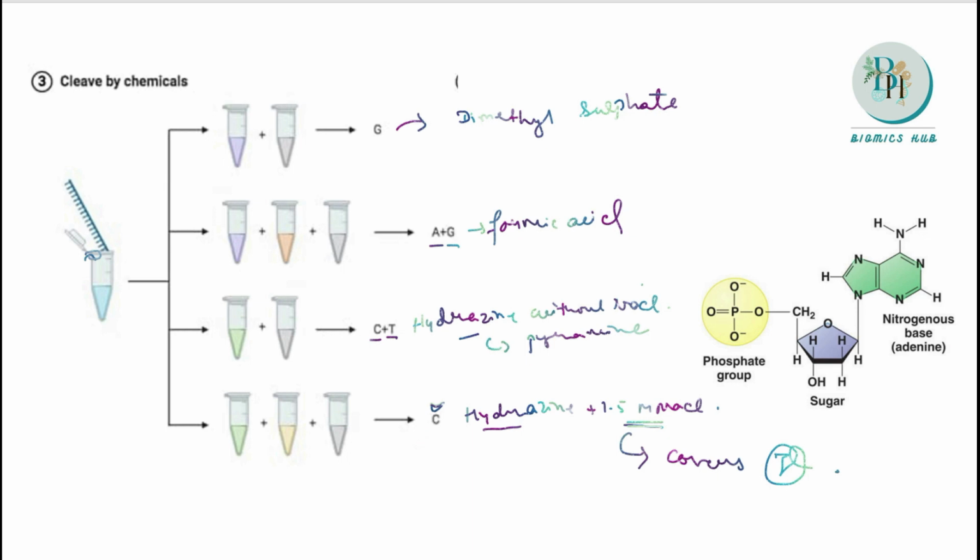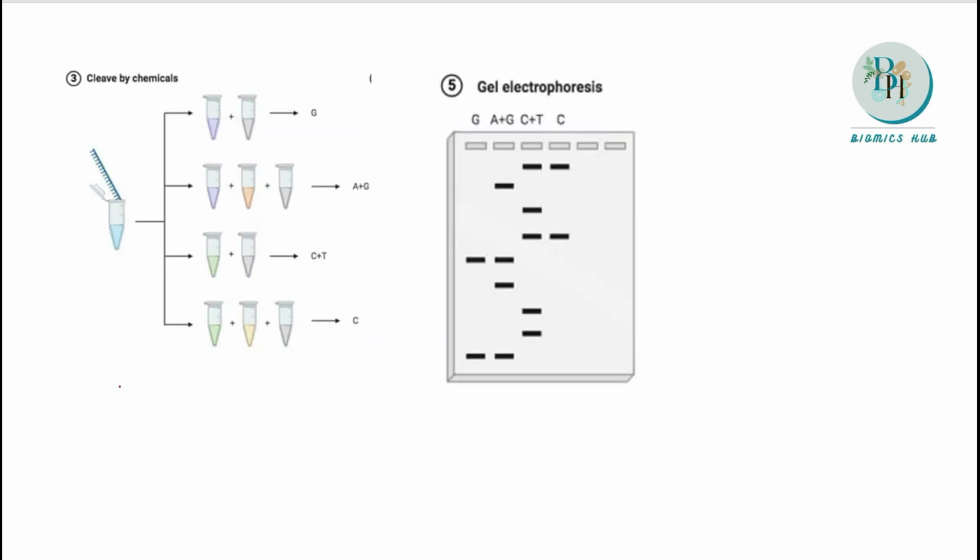So let us see how it is done. Here we can see that we have given the chemicals. Along with it, we have given piperidine. Piperidine plus chemicals, so we are getting the degraded DNA. The next step is that we will perform gel electrophoresis. So here we can know how it is being interpreted.